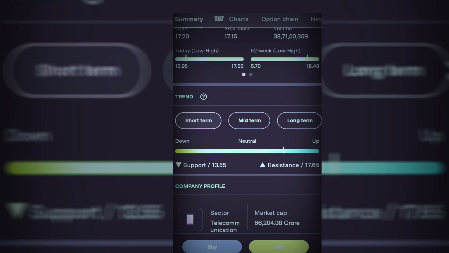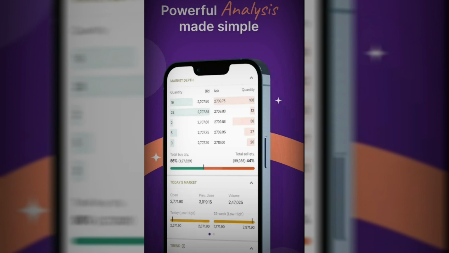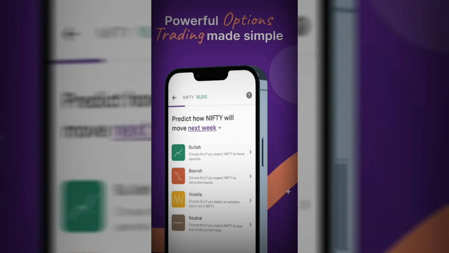First, let's start with the basics. Upstox is a powerful online trading platform that allows you to buy and sell securities in real time. It offers a user-friendly interface, making it easy for beginners to get started. But Upstox is not just for beginners. Even experienced traders can benefit from its advanced features.